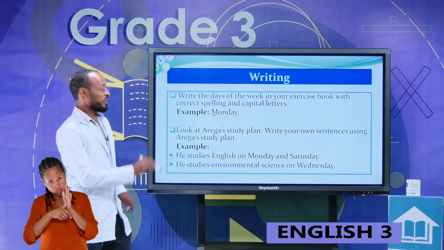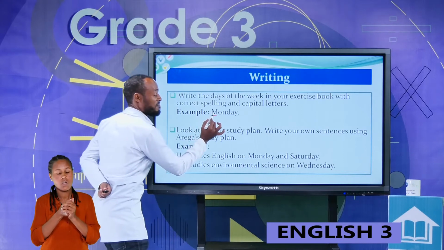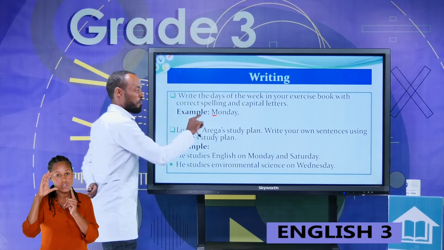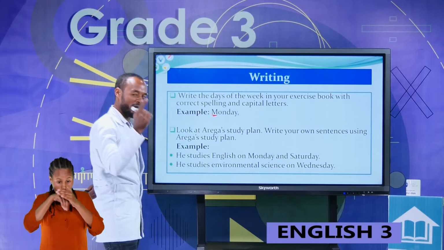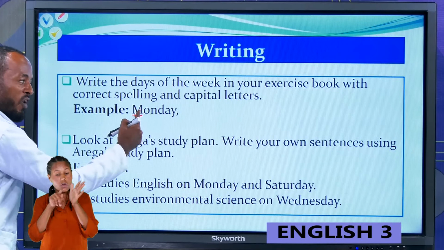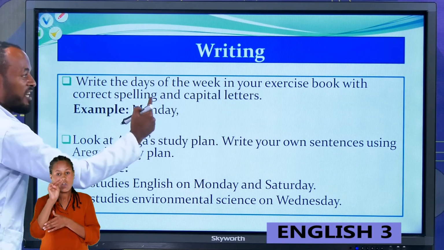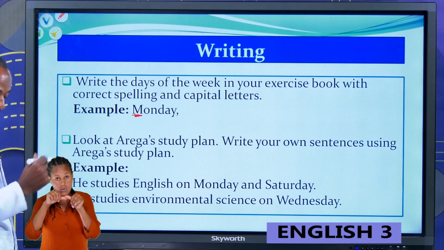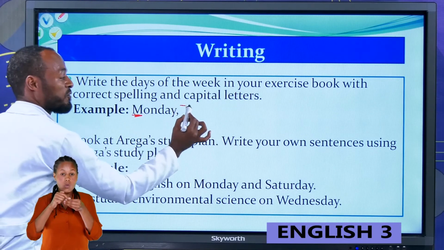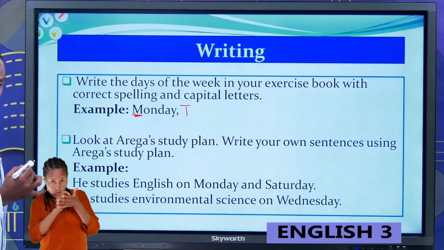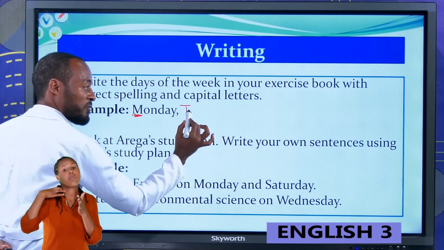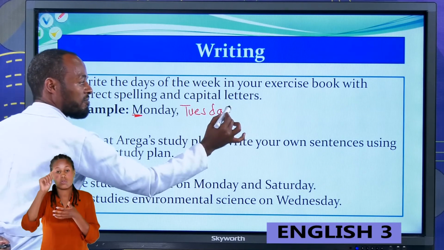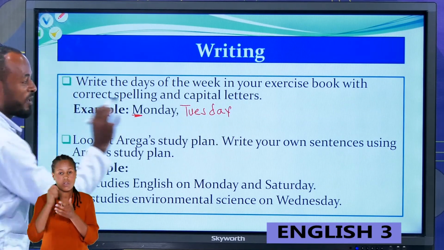Nice. We have to start from capital letters to write the 7 days of the week. Monday. If you said Monday, M-O-N-D-A-Y, Monday. So, to write the next one, we have to start from capital T. So, we are going to write what? Tuesday here. Tuesday. We start from capital letter T.